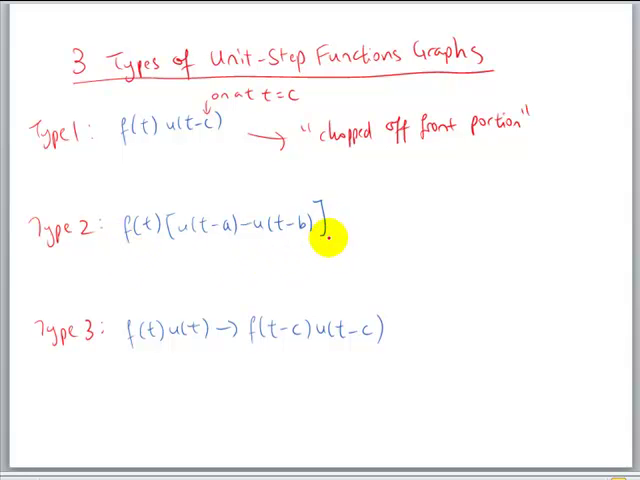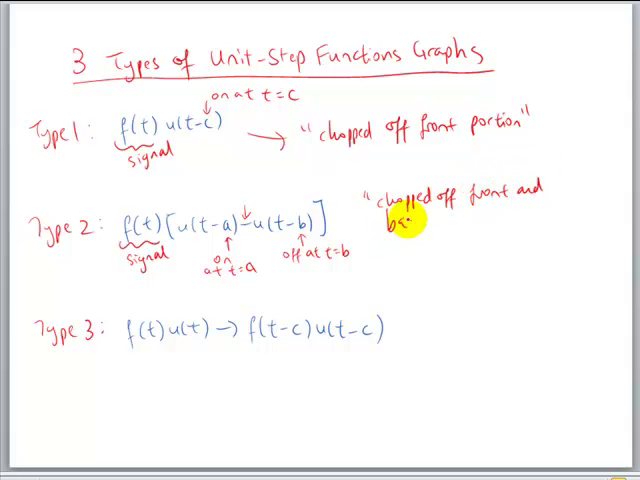The second type has the original signal. Maybe let me write this out as well. It has the original signal function in front, followed by two unit step functions. One of them represents switch on. The other one has a subtraction, which is to kill it off, which means this is a switch off. So we only retain the center portion of the graph because we chop off the front and the back portion. It's only left with the center portion of the graph.